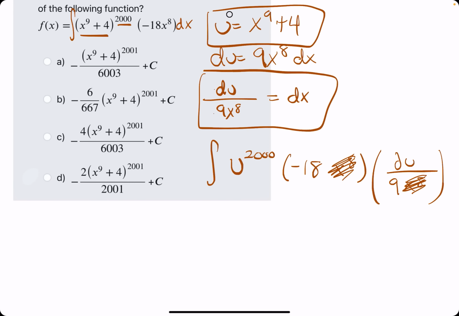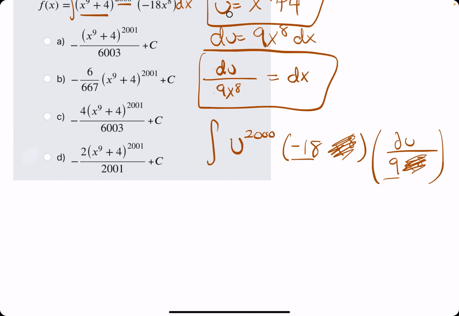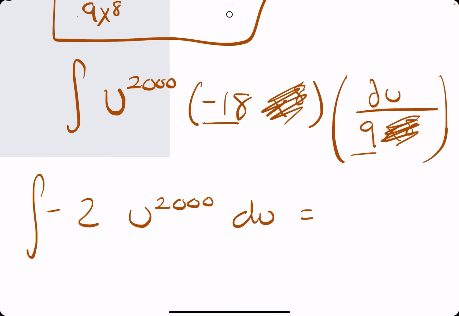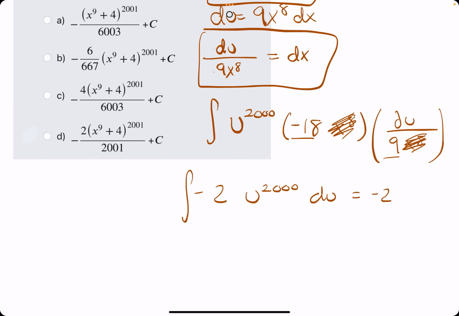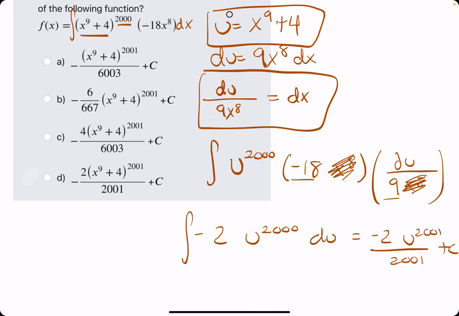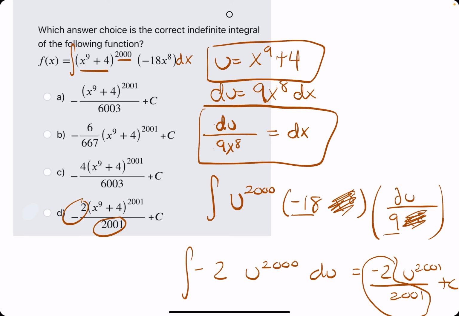If they don't cancel, then double check your derivative, right? So we have negative 18 over 9. That will give us negative 2. And the rest is just u to the 2000th du. So then antiderivative, leave the negative 2, add 1 to the exponent, divide by whatever the new exponent is, plus c. All right, so now we are looking for, really again, just look for the coefficients. We want negative 2 over 2001, and that looks like option D once again.